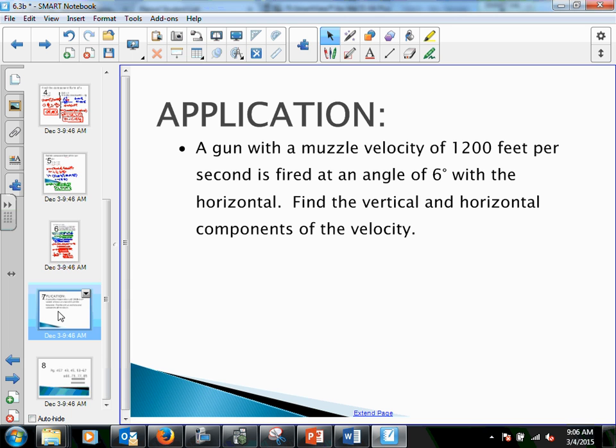So we're still going to do magnitude times cosine theta, magnitude times sine theta. What does 1,200 feet per second represent in our vector? That is the magnitude. So if our gun is firing at a 6-degree angle, 1,200 feet per second is the magnitude of our vector. So you will see your magnitudes given as forces or as velocities in your homework.